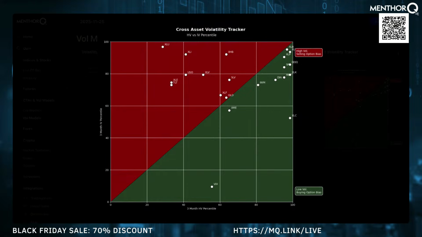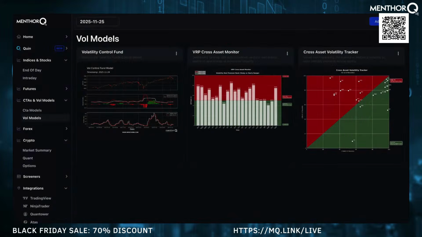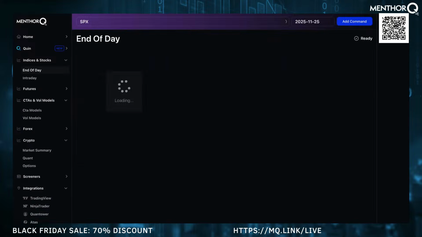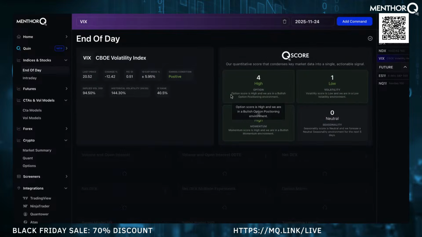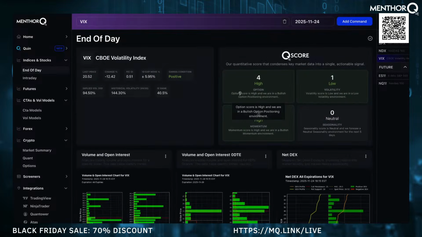Then, as most of you know, I'm looking at only 3 major assets: the VIX, the NQ, the ES, NDX, and SPX. And I have a little daily routine. I always start with the indices and stocks, I click on end of the day, and I start with the VIX, because the VIX is the first thing I want to see, where we are based on volatility.